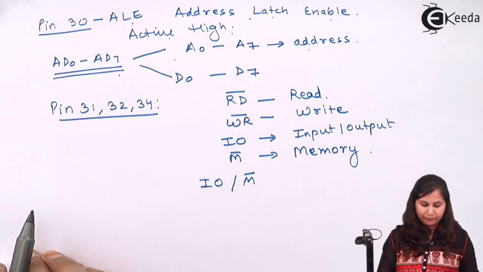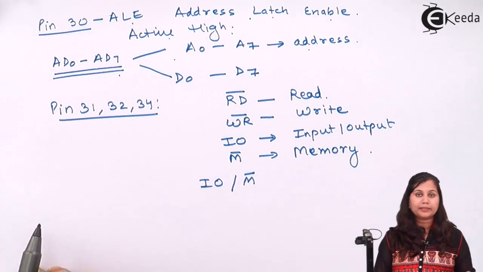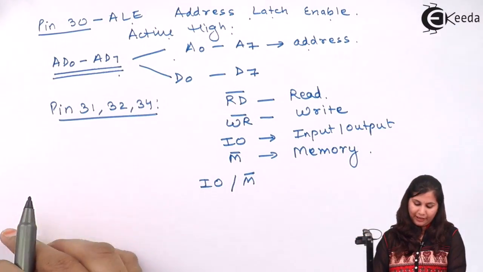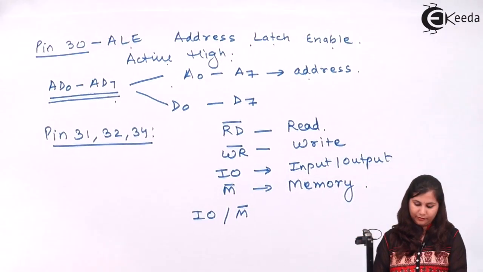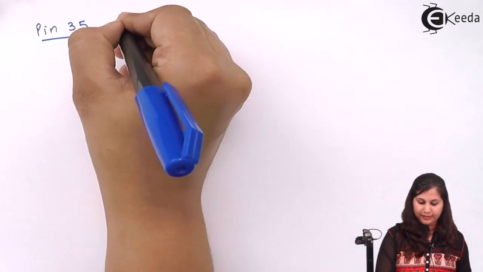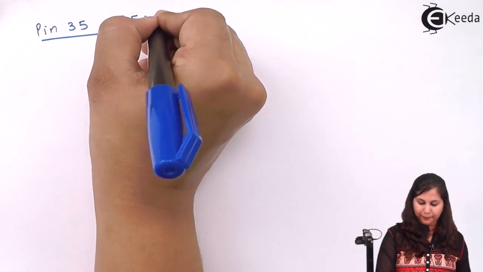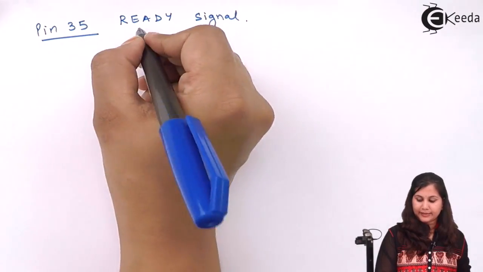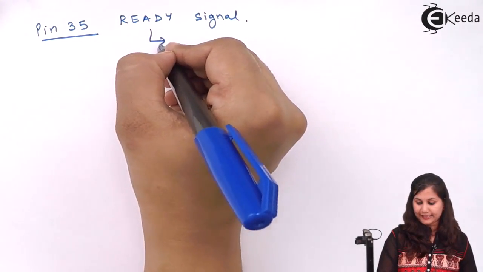Next comes pin number 35. Pin number 35 is the ready pin. This ready signal is an active high signal.